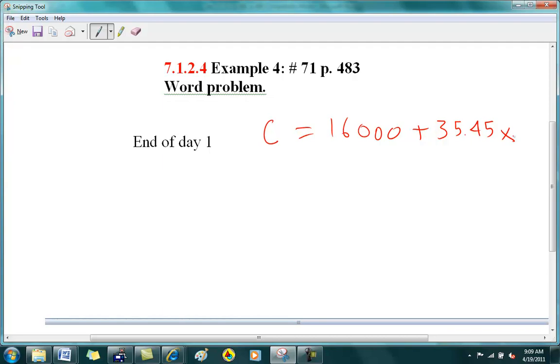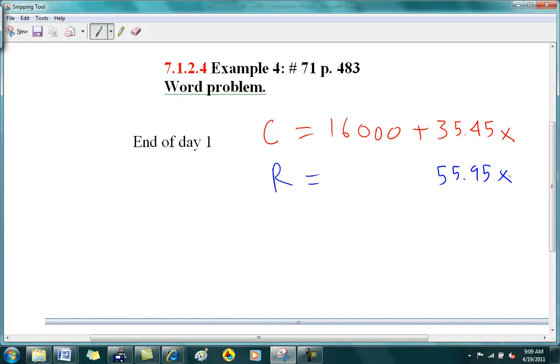And then there's a revenue function, and I'll use R for revenue. Okay? And for revenue, it's straight out. There is no investment in there. It's 55.95x. Okay? So there are your two equations.